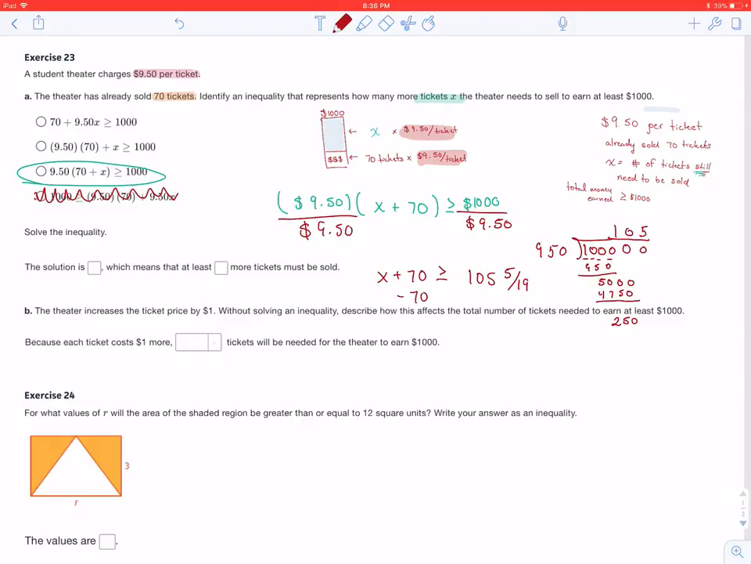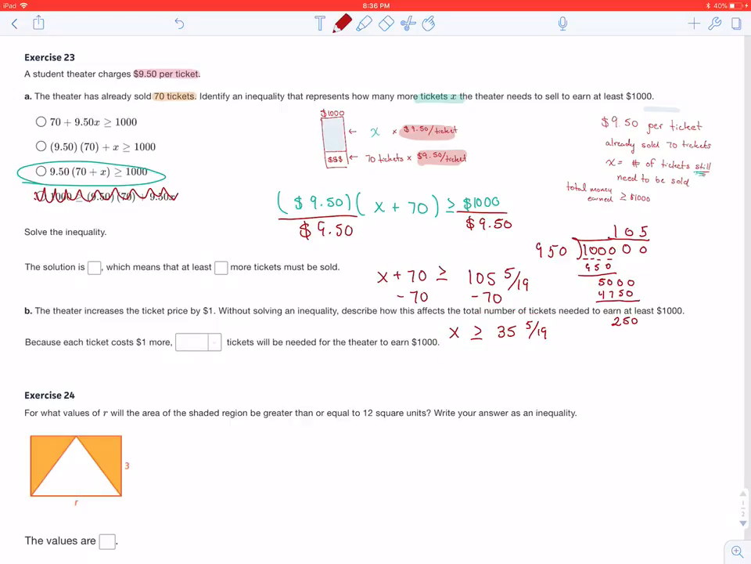And then still to solve for x, we're still not done yet. We need to subtract 70 from both sides. Subtracting 70 from both sides leaves me with x is greater than or equal to 35 and 5/19. So I hope you noticed there that the 5/19 is still the same. You're taking 105 wholes and 5/19 and then subtracting 70 wholes. So you're really only subtracting the whole numbers here. 105 minus 70 is 35. 5/19 is still there.